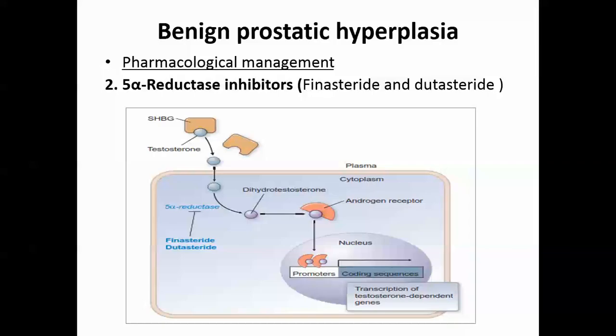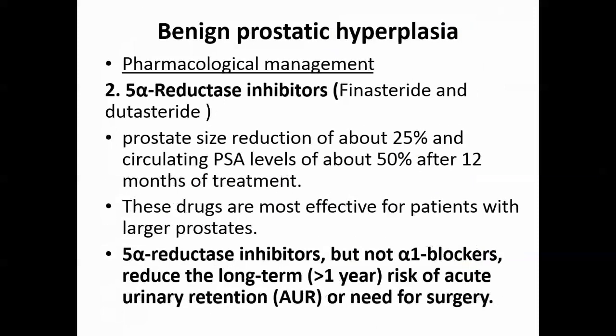The alpha 1 blockers will not affect the size of the prostate. Here the mechanism of action is different. The 5-alpha reductase inhibitors will reduce the size of the prostate by like 25%. So there will be prostate size reduction of about 25%.